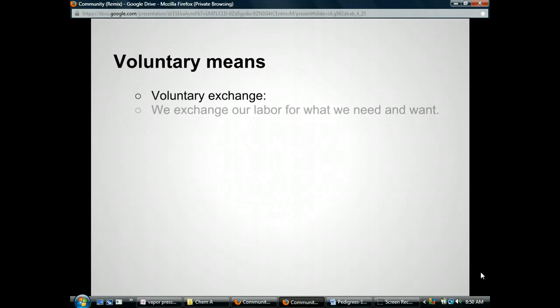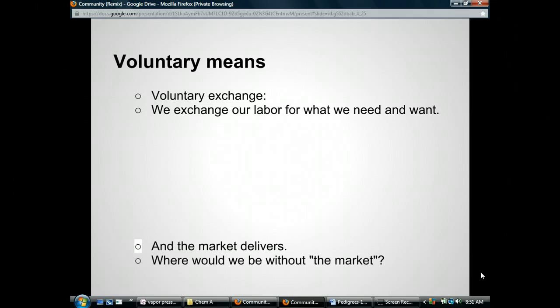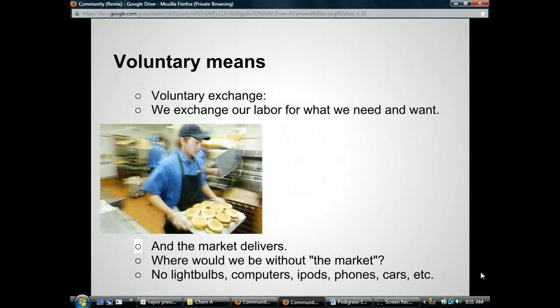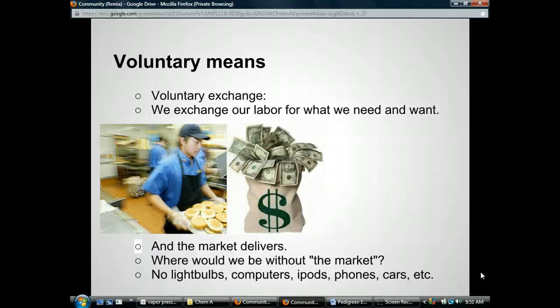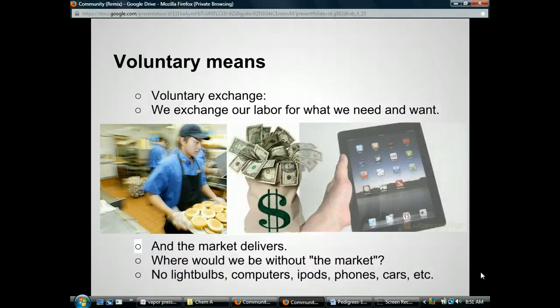Voluntary exchange. We exchange our labor for what we need or want, and the market delivers. Where would we be without this? We'd have no light bulbs, computers, iPods, phones, cars, etc. Now, it might not be fun to work at McDonald's. Anybody ever worked at McDonald's? It's not a lot of fun, all right? However, you get paid. That's why you do it, right? Unless you're into self-punishment or something, and that's why you're doing it. But you're probably not. You're looking to get paid so that you can buy the iPad or whatever it is you're shooting for, your car, or you pay your insurance, pay for college, whatever you want to do.